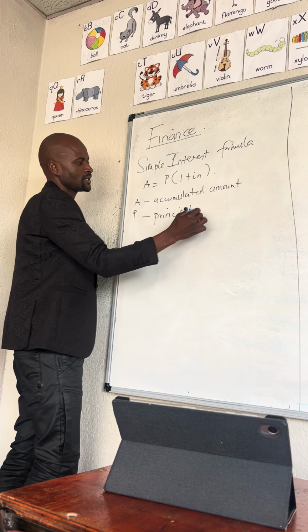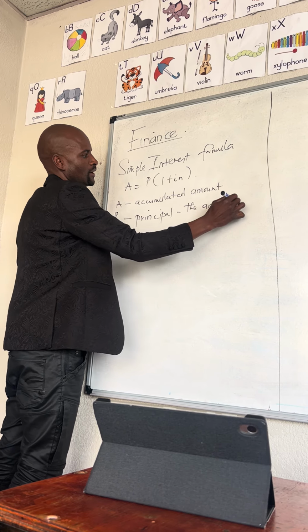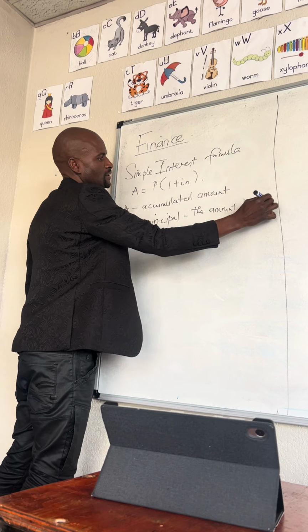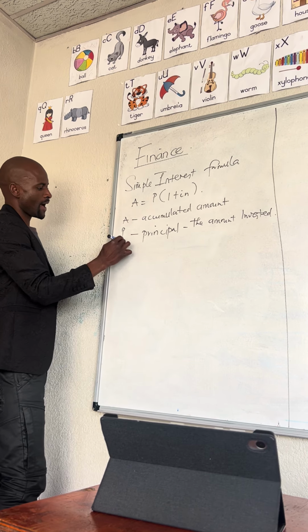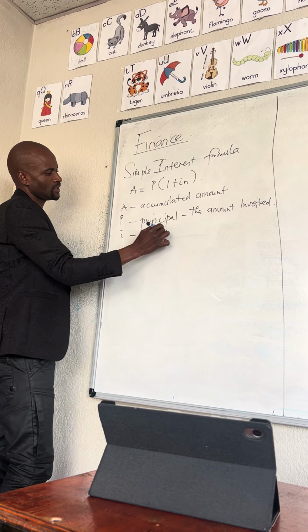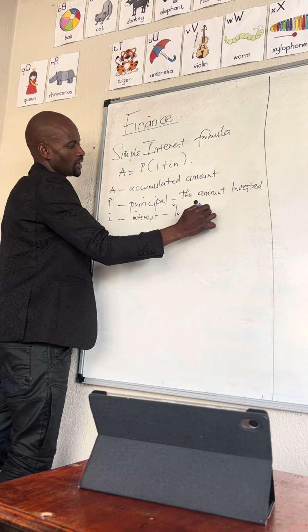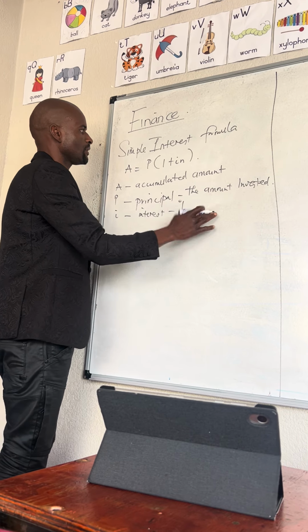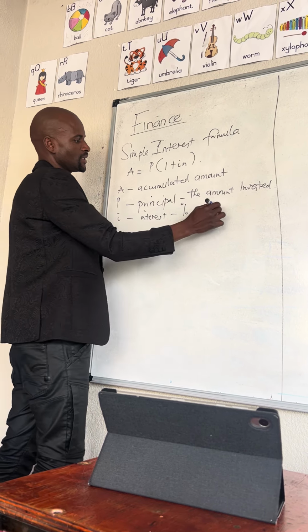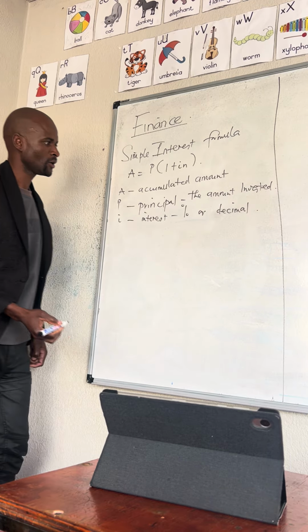Principal simply means the amount invested. And then our i is our interest. This interest can be given as a percentage, or you can just give us the interest as a decimal.